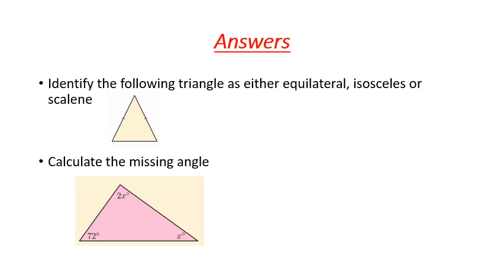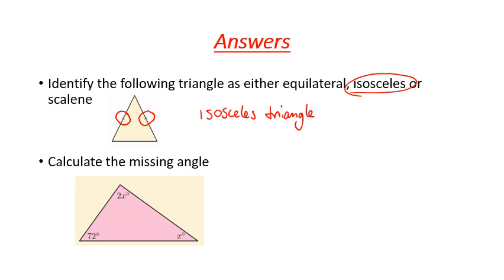Now with our first question, it says identify the following triangle. We can see that it actually has two sides that are the same length, and a triangle with two sides the same length is an isosceles triangle. So this triangle is an isosceles triangle.